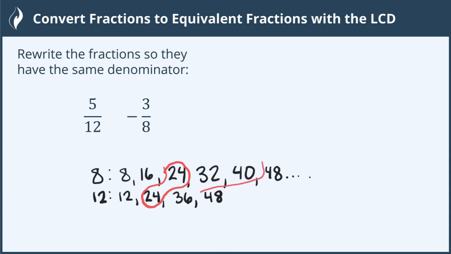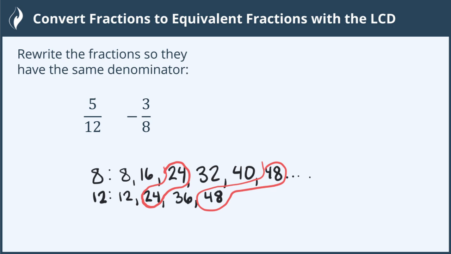I also have this 48, but I'm not going to pick it because it's not the least common. It's a greater one, and I could find lots and lots more of the common multiples. I just want the very smallest number that they will both go into, because when I'm doing addition and subtraction, it makes it much easier for simplifying if I have smaller numbers.